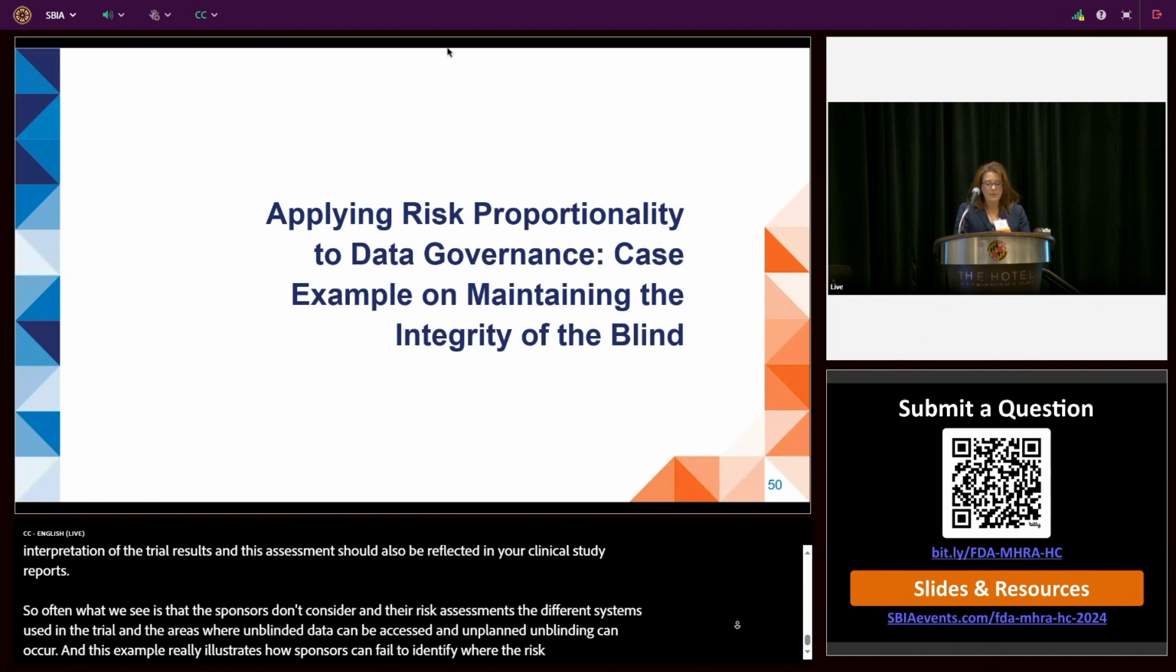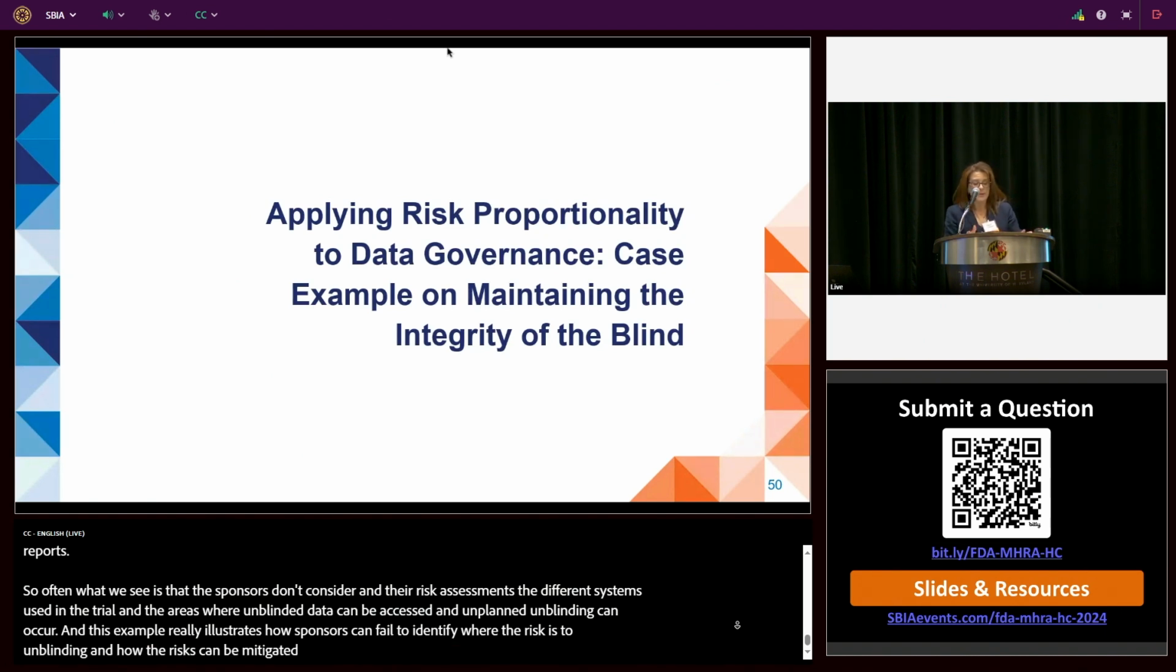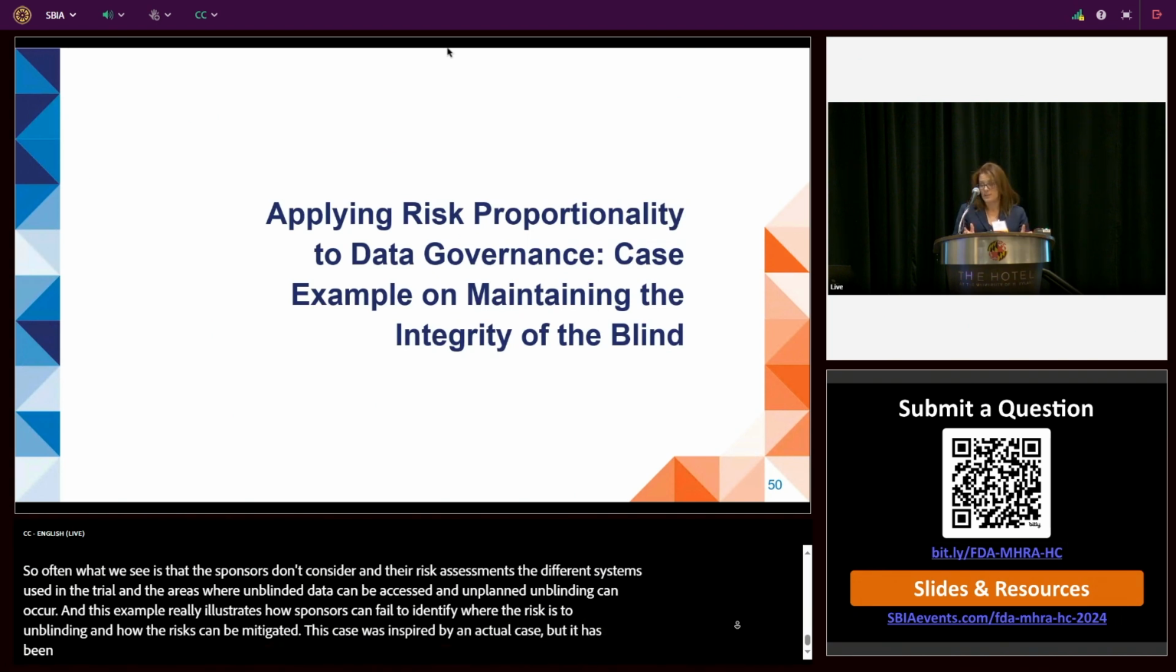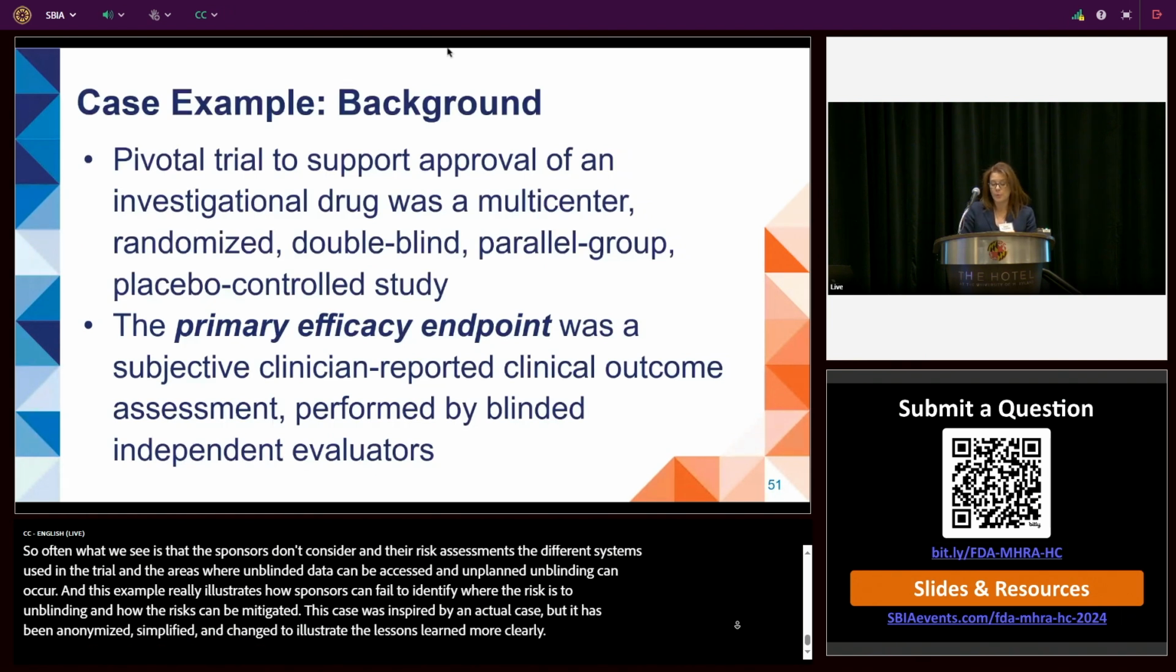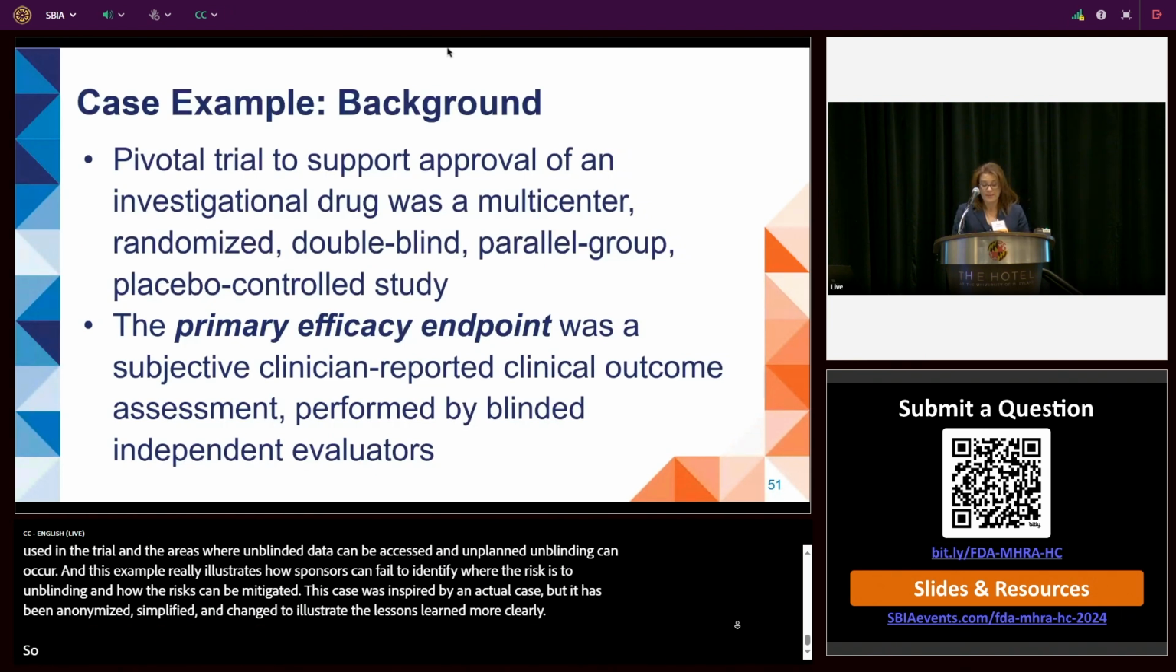This case was inspired by an actual case, but it's been anonymized, simplified, and changed to illustrate the lessons learned more clearly. So in this case, the pivotal trial to support approval was a multi-center randomized double-blind study. The primary efficacy endpoint was a subjective clinician-reported clinical outcome assessment.